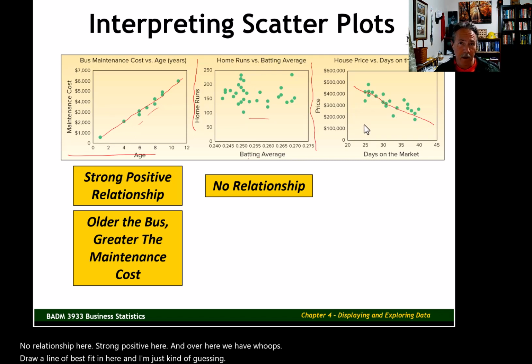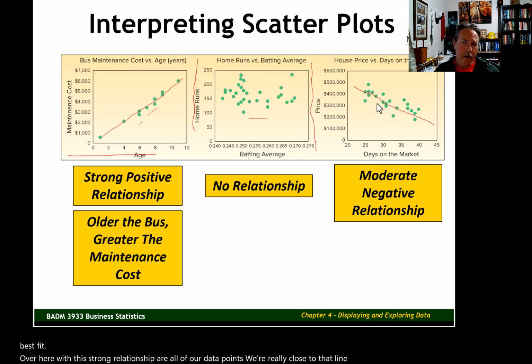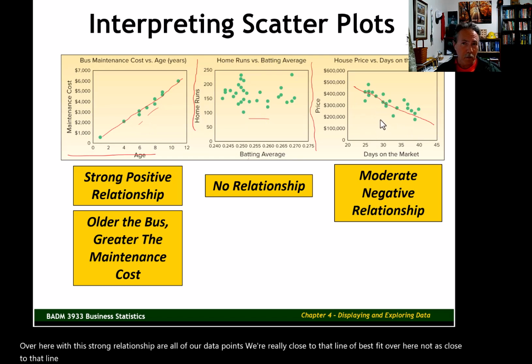This is a negative relationship, a moderate negative relationship. It's moderate because the points aren't as close to the line of best fit. Over here with this strong relationship, all of our data points were really close to that line of best fit. Over here, not as close to that line of best fit. There's still a relationship going on here. It's just not as strong.